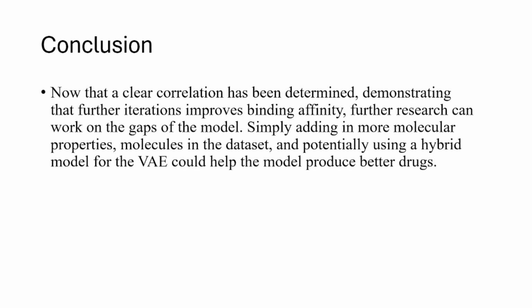So finally, as you can see, there's a very clear correlation between the number of iterations we do and the binding affinity. One simple thing we can improve is the VAE. We can do this by increasing the number of molecules we have, the molecular properties we give it, and potentially using a hybrid model. This can all go toward improving the amount of drugs we make and how well these drugs can fit into our binding affinity scores.